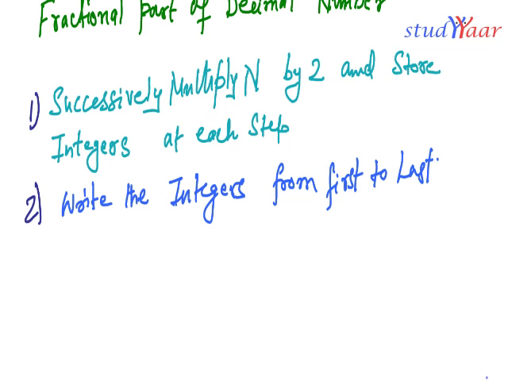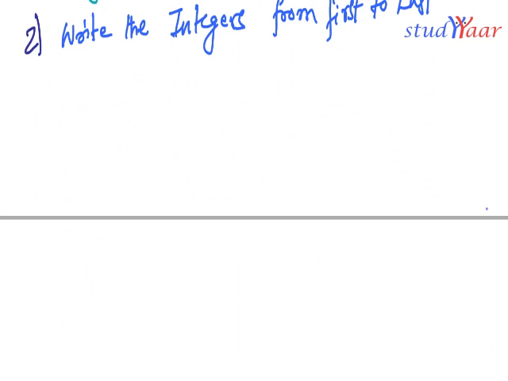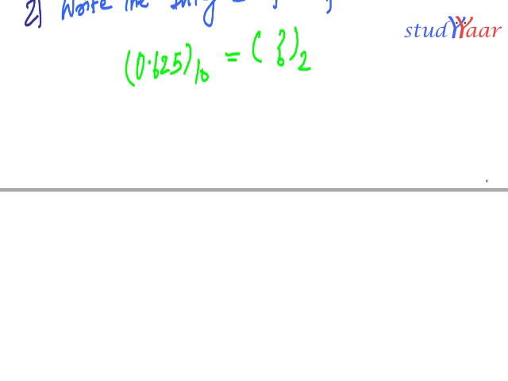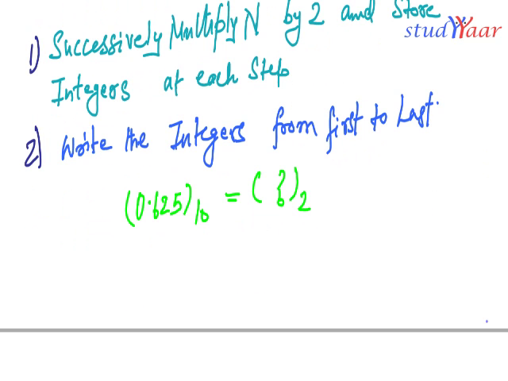So let's see what we are doing. Let's take a number. Let's suppose I have this number in decimal and I need to have an equivalent binary fractional number. So how do I proceed? Successively multiply n by 2. Okay, so let's start. Let me have my number over here, 0.625. Multiply it successively by 2.